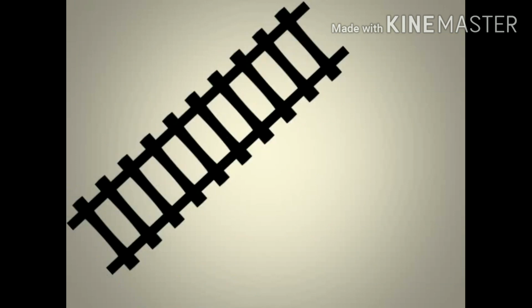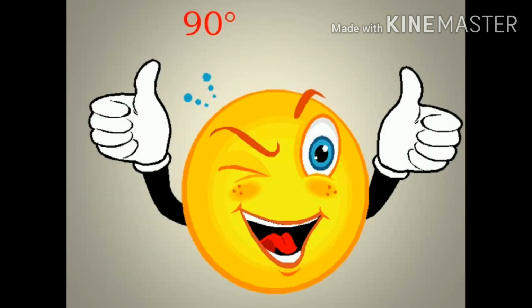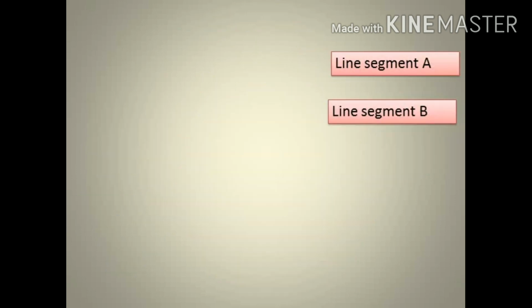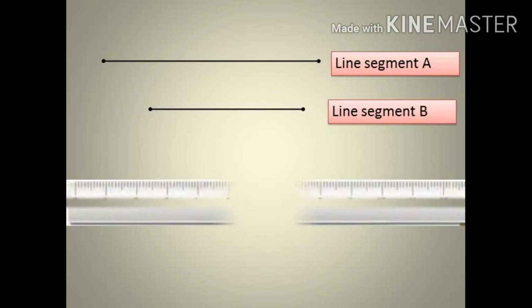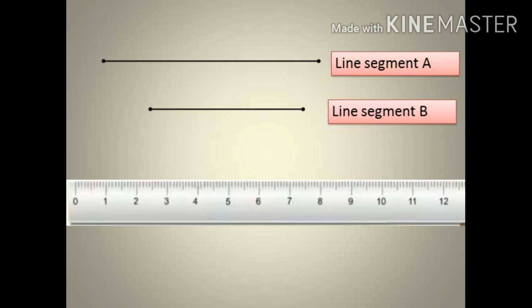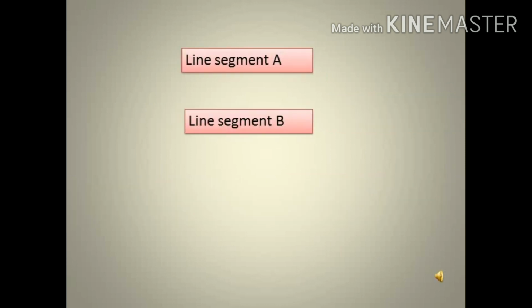In this ladder, find out what are the angles made by its steps. Yes, it is 90 degrees. Try to measure these line segments A and B by pausing the video. You should get the correct answers as 7 cm and 5 cm.